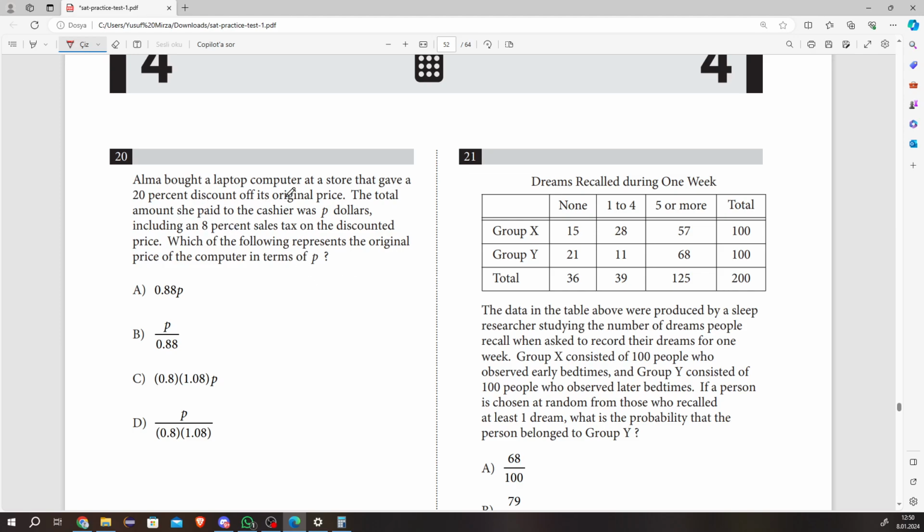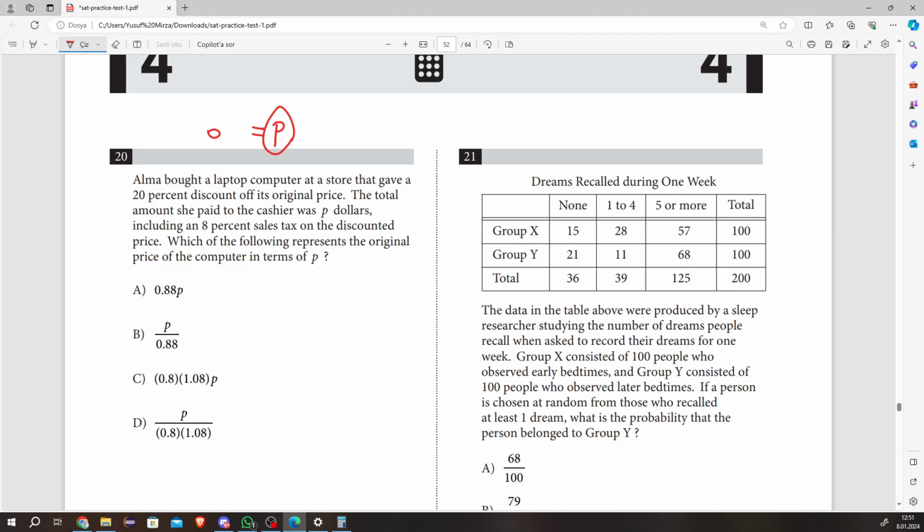Total amount she paid to the cashier was P dollars, including tax, and what's the original price? We are seeking the original, let's call it O, and we are given P. So she paid to the cashier.